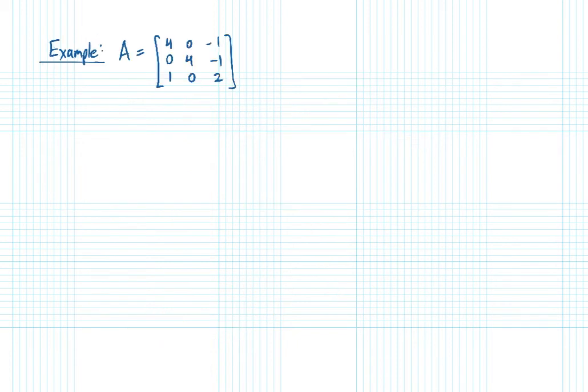Okay, so far I've only shown you 2x2 examples, and so I want you to see something that has a larger matrix. So in general, this works the same. You look at A minus lambda I, and you compute the determinant.